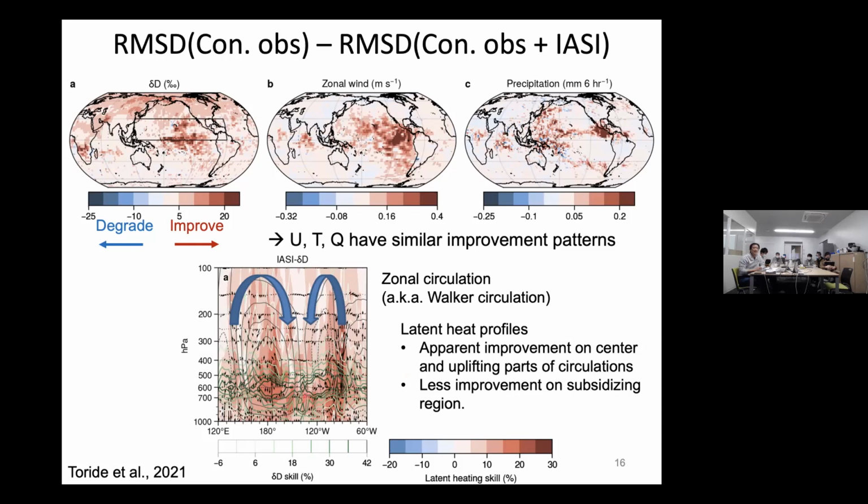And there are relatively less improvements in the subsiding area, which is actually reasonable because the isotope has a good reflection of the phase change. In the uplifting part, there should be a lot of phase change making the precipitation, and almost no phase change over the subsiding area. So there is a big, good impact in the latent heat profile over the uplifting parts.